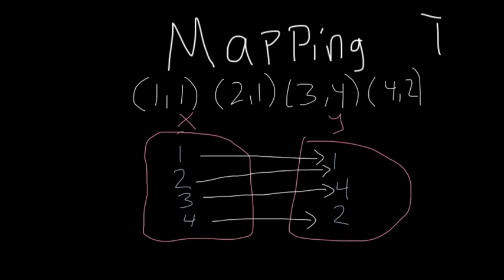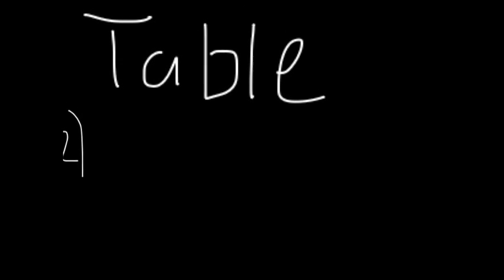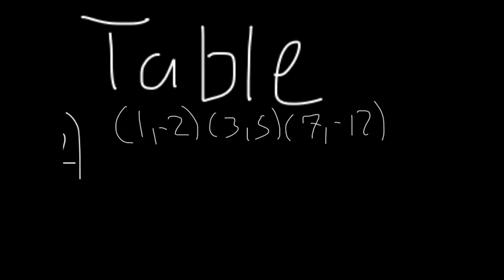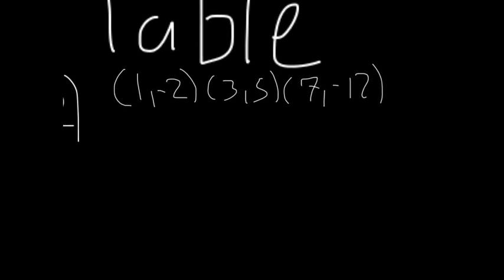Okay, let's go ahead and move over to our table. Let's say we wanted to make a table. Let's say we had the ordered pairs (1, -2), (3, 5), and let's say (7, -12). So if we're going to do a table on these, first we're just going to give ourselves an x column over here. We'll give ourselves a y column, and we're going to organize this just like a table.